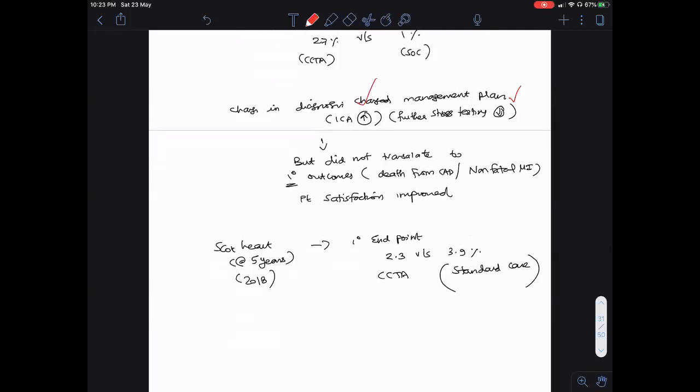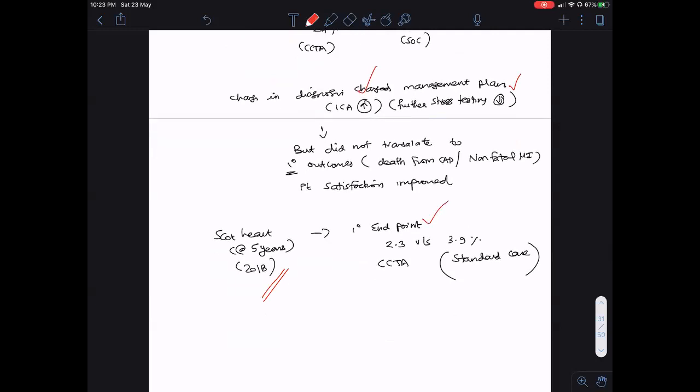So when they looked at the 5-year outcome in 2018, it was found that there was a significant reduction in the primary endpoint in patients who underwent CCTA versus patients who had just standard of care. This was primarily because of increased use. There was a 4-fold increase in use, in fact, of aspirin and statin in this subset.